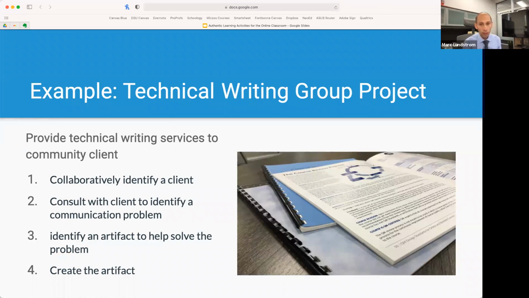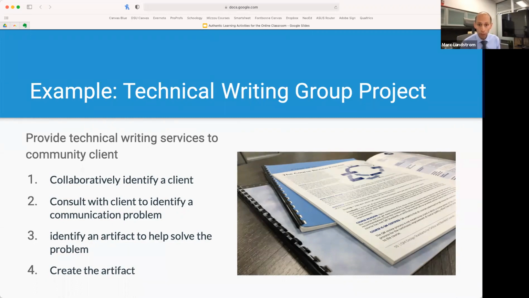And again, this is online. This is a little bit less involved in terms of implementing it into an online course and designing it. But the students in this course are expected to provide technical writing services to a community client. So that'd be a local client that they identify. So they're asked as a group, again, they're put in groups here, they need to collaborate to identify a client that's local, that may have some of these needs.